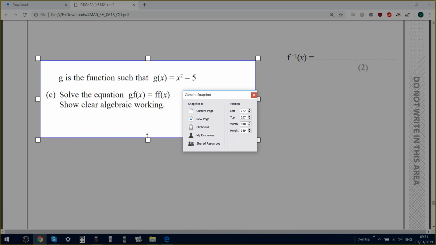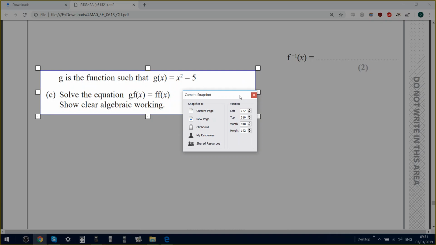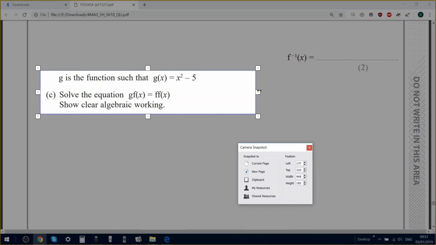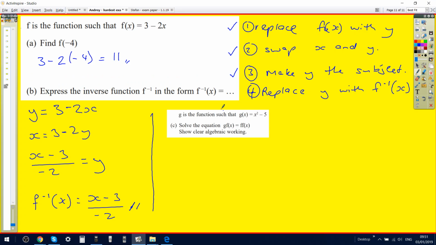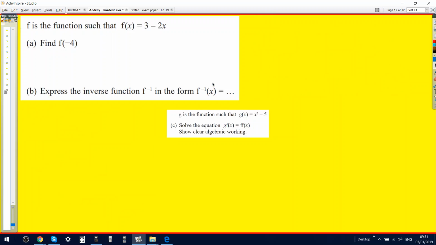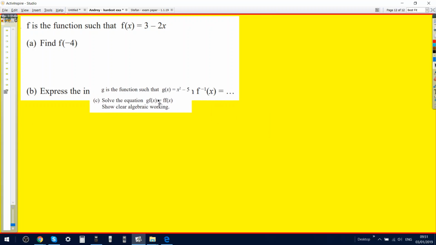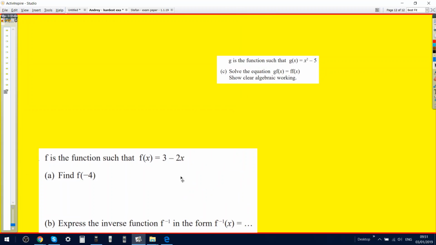Okay, and then this composite function. Let's put this here. So the f of x, so that's 3 minus 2x. Okay, any idea how we do this? Let's put that down there.